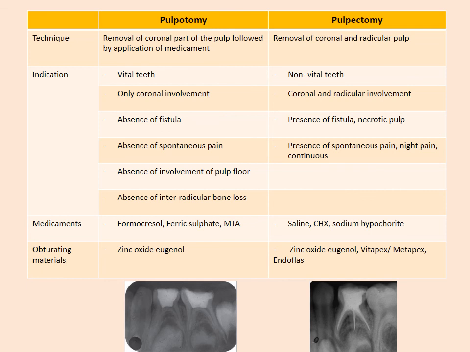So moving on to the medicaments that can be used for pulpotomy and pulpectomy, which are different. For pulpotomy, you can use Formocresol, Ferric sulphate, MTA, while in pulpectomy, saline, chlorhexidine and sodium hypochlorite can be used. The obturating material is zinc oxide eugenol for pulpotomy, while in pulpectomy you have zinc oxide eugenol, Metapex and Endoflas. This gives a brief gist of the discussion that we have done.